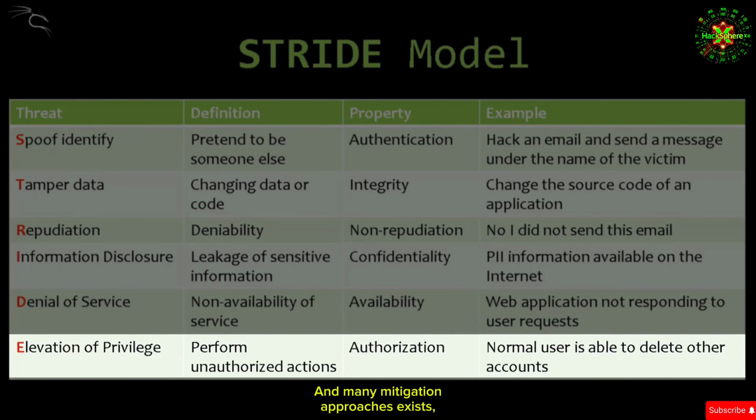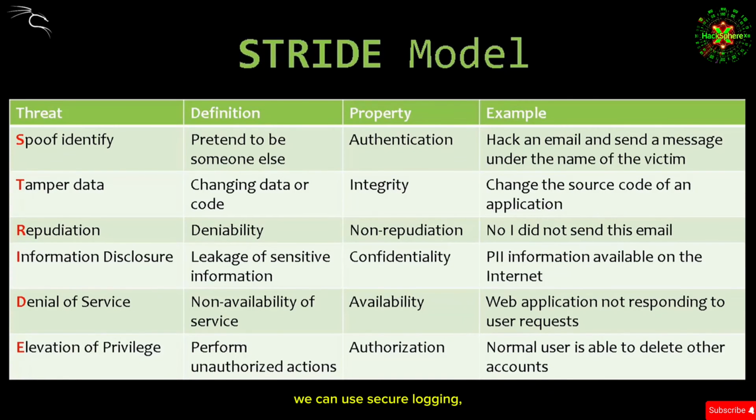And many mitigation approaches exist, such as using passwords, multi-factor authentication, and digital signatures to protect against spoofing attacks. And we can use permissions, access control lists, and again, digital signatures to protect against data tampering. We can use secure logging, auditing, and digital signatures, of course, to protect against repudiation. Encryption and access control lists as well can be implemented to protect against information leakage.